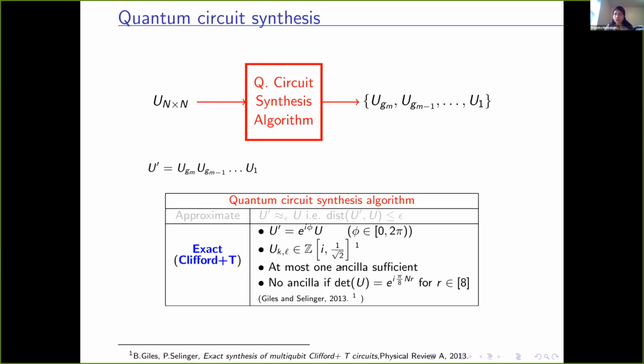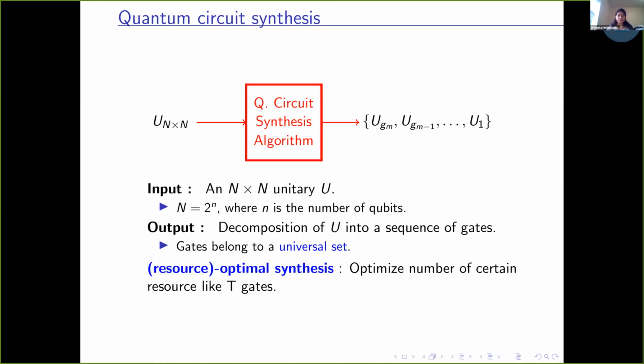This talk is about unitaries, which can be exactly implemented by the Clifford+T gate set. And there has been some nice result by Giles and Selinger, which throws some light upon the structure of these unitaries. For example, each of their entries belongs to this ring, Z[i, 1/√2]. This Z is the ring of integers. At most, one ancilla is sufficient to implement these unitaries. And if the determinant satisfies certain criteria, then no ancilla is required.